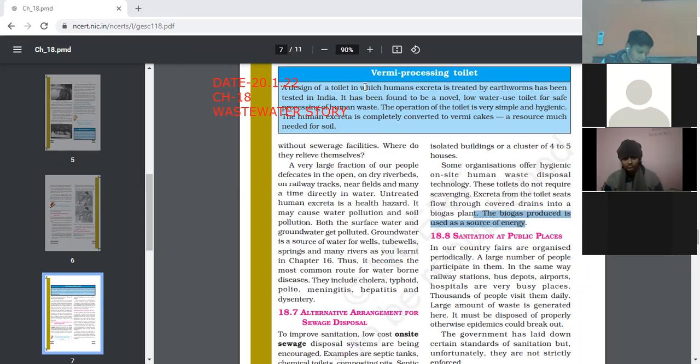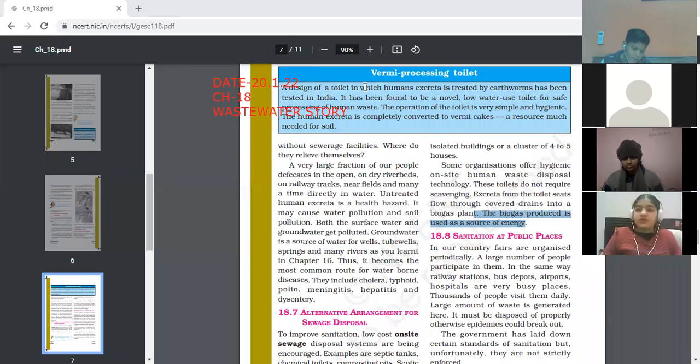Vermiprocessing toilet, a design of a toilet in which human excreta is treated by earthworms, has been tested in India. It has been found to be a novel, low water use toilet for safe processing of human waste. The operation of the toilet is very simple and hygienic. The human excreta is completely converted to vermicakes, a resource much needed for soil.